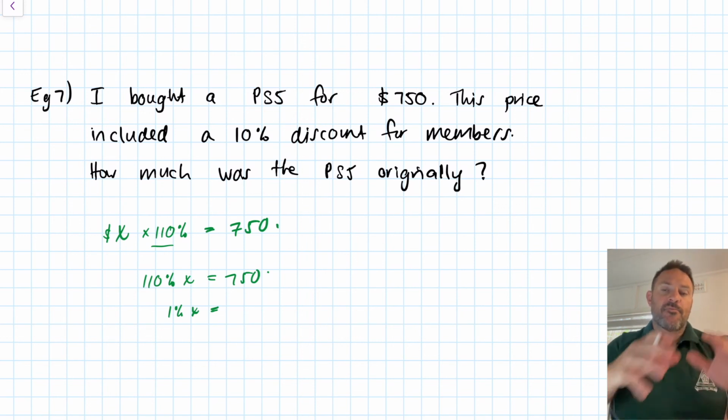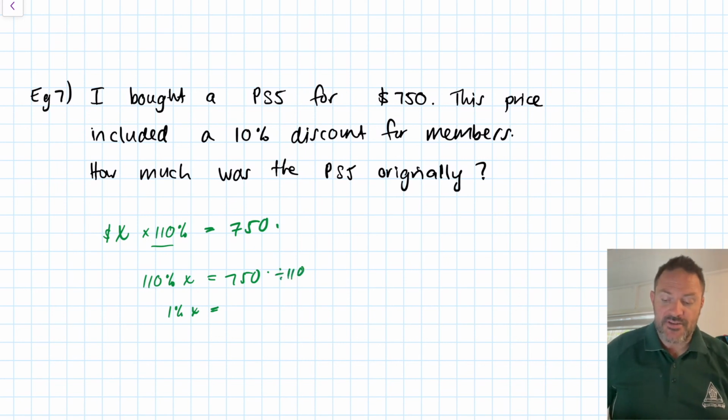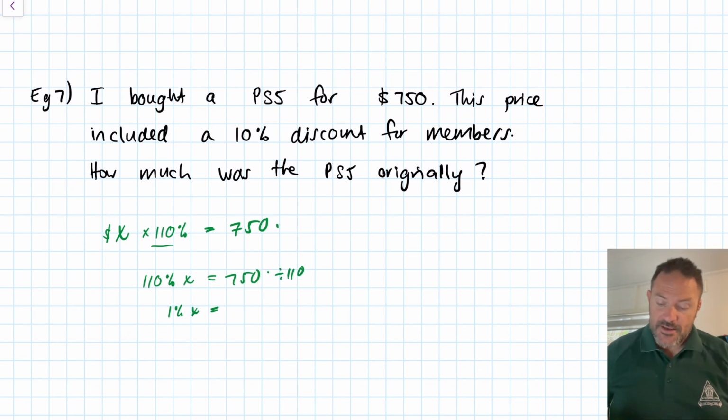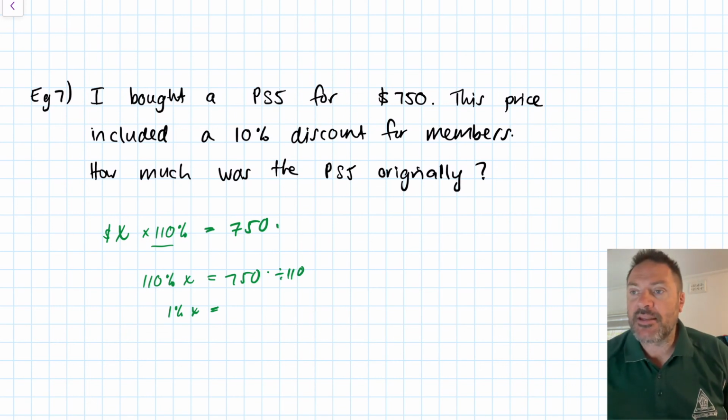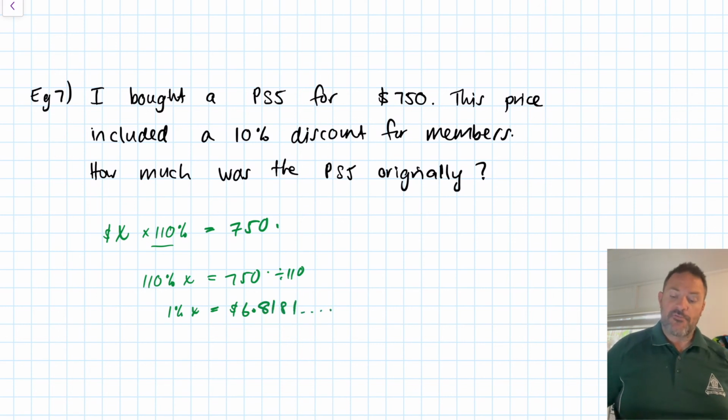So how do you go from 110 to 1? You might remember this is the unitary method. Okay, I'm going to divide it by 110 because 110 divided by 110 is 1. Okay, so on my calculator, I'm going to type in 750. I'm going to divide it by 110. And I get an answer at the moment of $6.8181 recurring. It's going to go on forever.